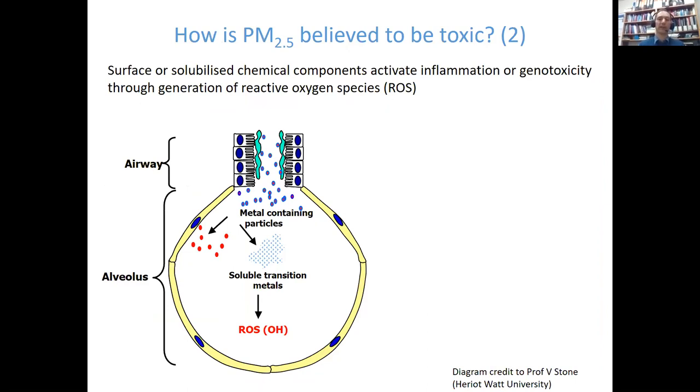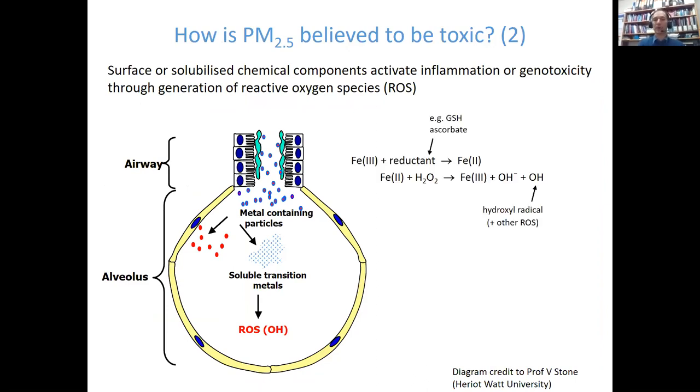So as we're breathing in these particles into alveoli, as illustrated here, some of the chemical components, for example, transition metals or some organic components, may undergo some chemistry when they hit components in the lung lining fluid and go through some redox reactions. And as part of that reaction sequence, may release some reactive oxygen species, such as hydroxyl radical. So I've illustrated that on this diagram using iron as an example.